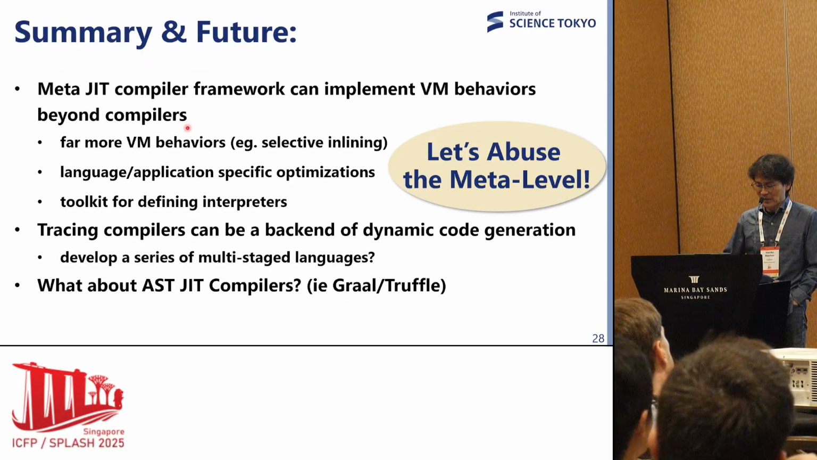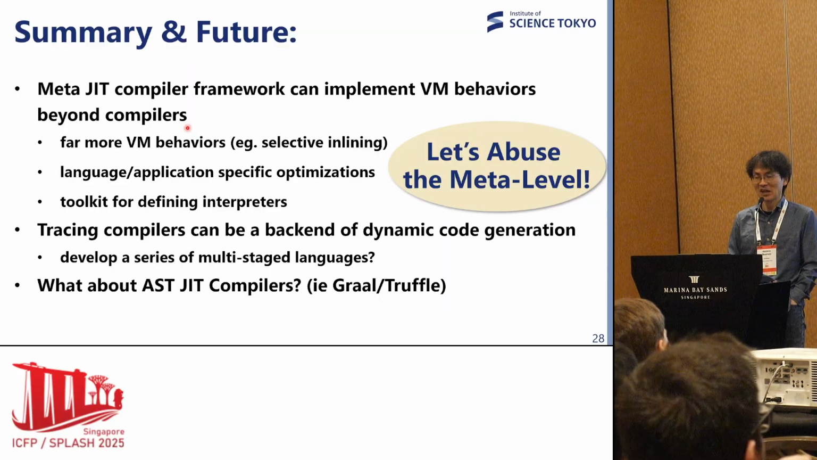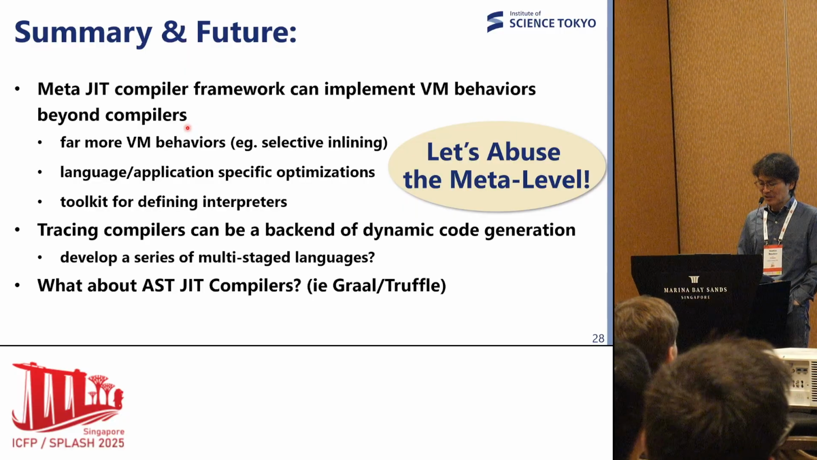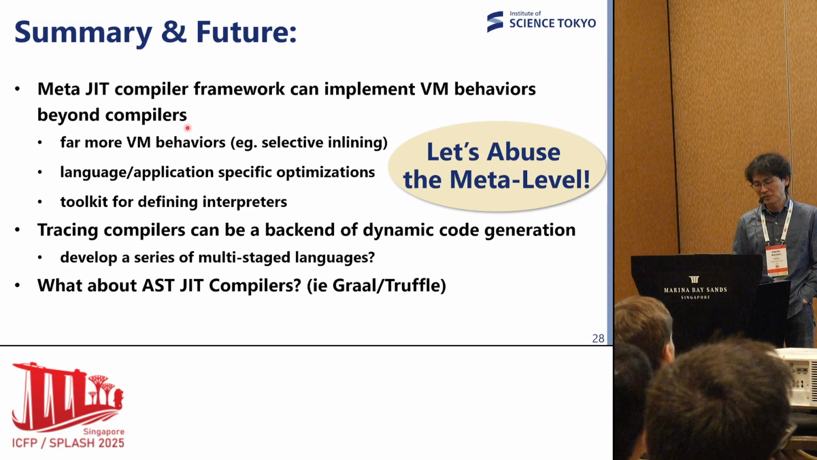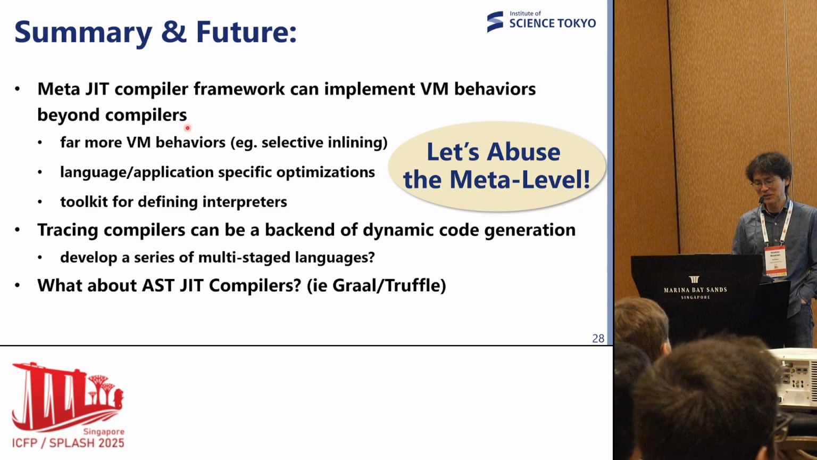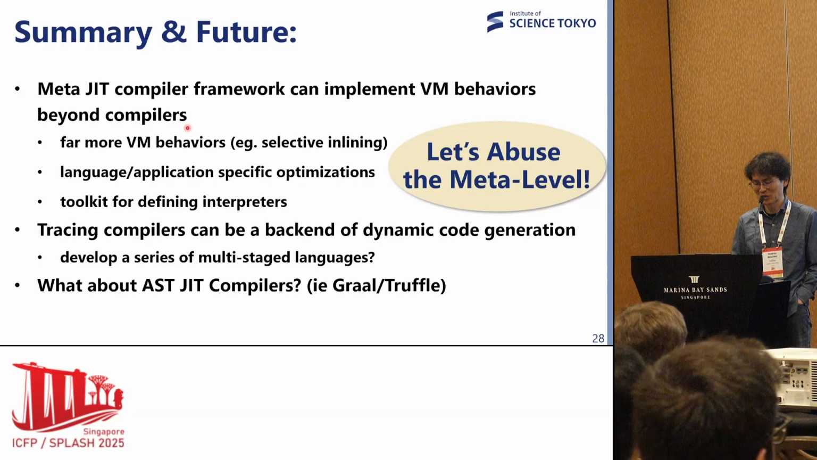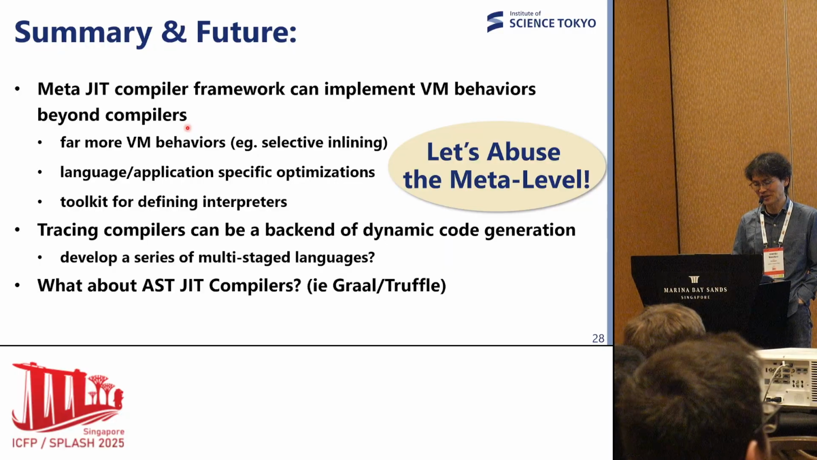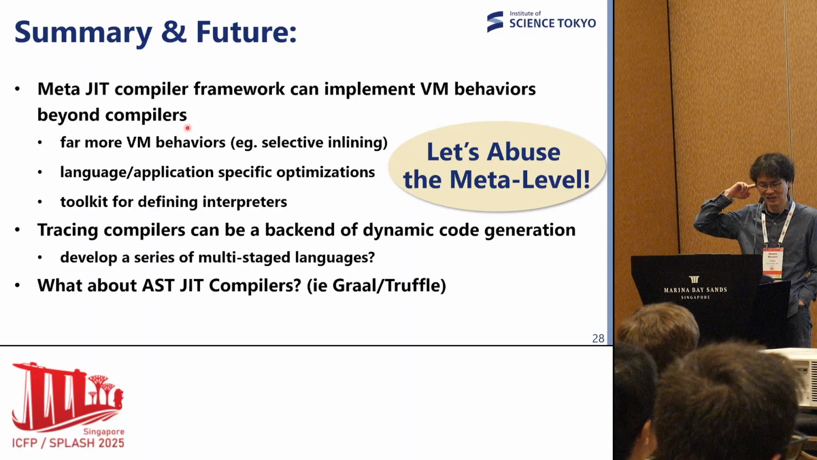So this is the last slide. I'm going to summarize my messy talk. I first showed that the meta-JIT compiler framework can implement VM behaviors beyond compilers. There should be many interesting future works, like implementing more virtual machine behaviors, such as special optimization techniques and language-specific, application-specific optimization techniques. Also, I'm very interested in making a toolkit for defining those kinds of interpreters.